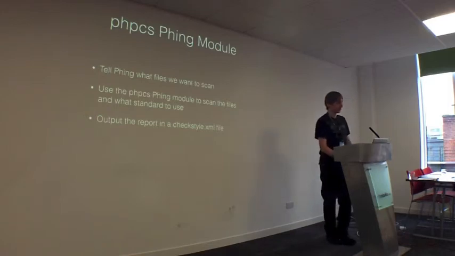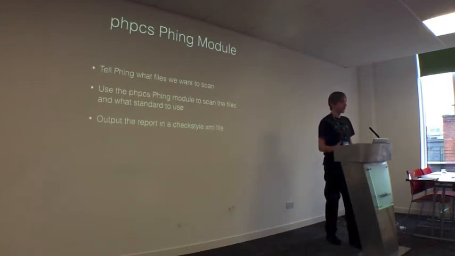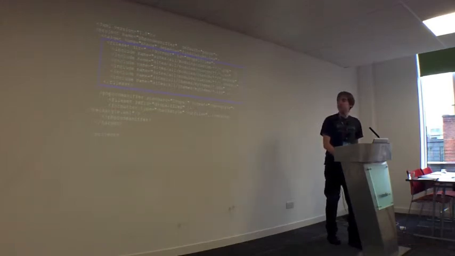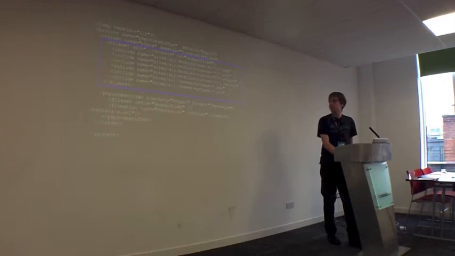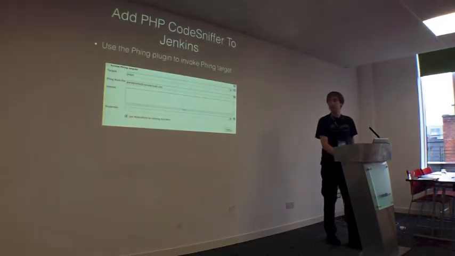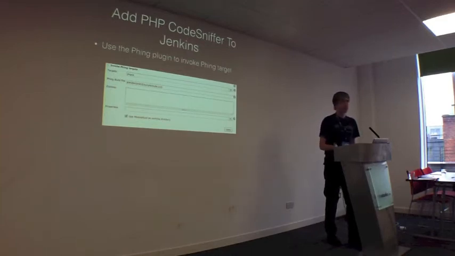So we use the PHP CodeSniffer Phing module in the same way that we use the lint checker, and we scan our project, so we produce a file that looks like this. In this case, the fileset contains references to a custom module we've created and a custom theme. And then what we do is we pass that into PHP CodeSniffer using the Drupal standard, and then the formatter outputs that as a checkstyle.xml file. That's fine. And then the same thing again, to add that into Jenkins in exactly the same way as the syntax checker.